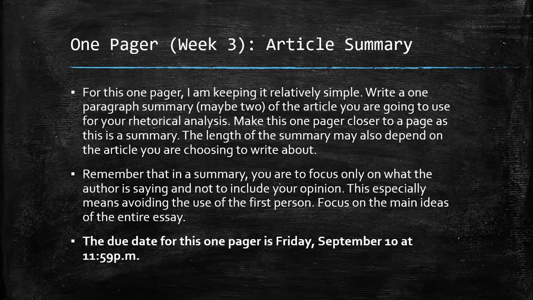And then finally, your one-pager for the week is an article summary, and it's relatively simple. You are going to write a one-paragraph summary of the article you are going to use for your rhetorical analysis. Make sure this one-pager is closer to a page, as this is a summary. So you're not necessarily looking to go over a page, because it should be, like I said, one paragraph. The length of the summary may also depend on the article you are choosing to write about. So you do have a little bit more flexibility with the length of the one-pager this time, but you still want to make sure that it is comprehensive.